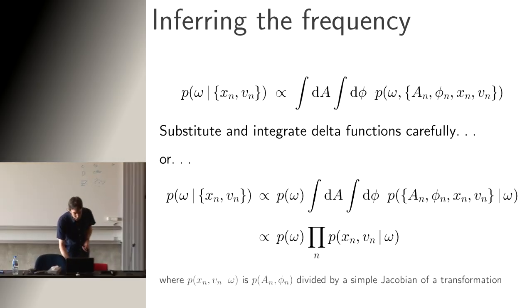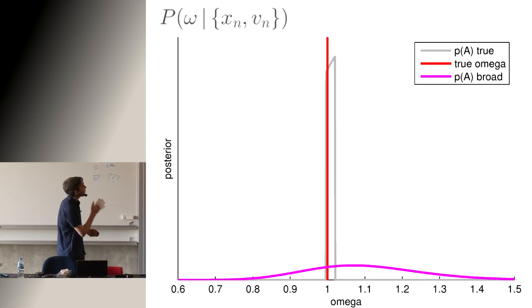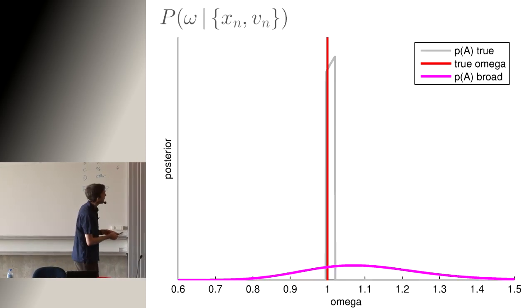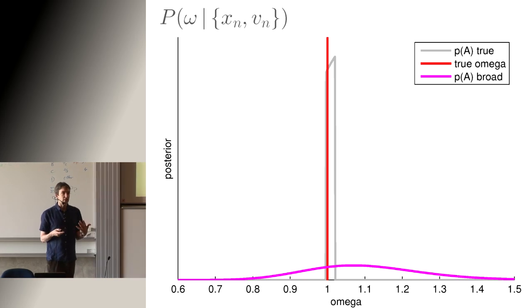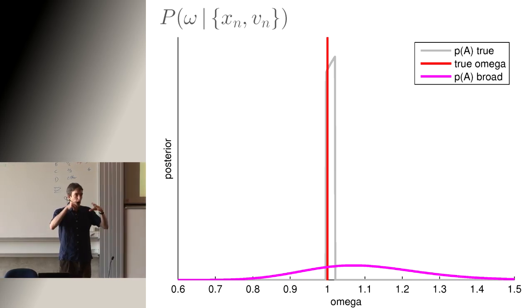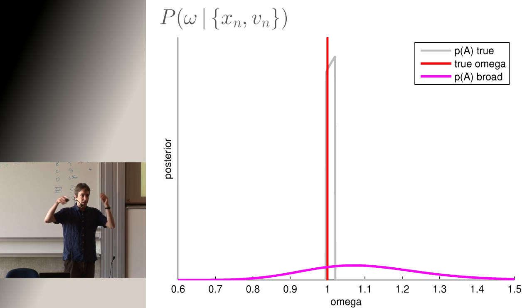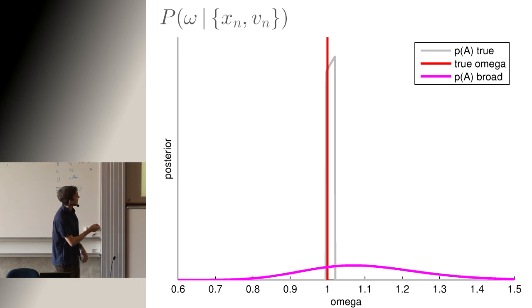Okay. So here's what happens if you do all this stuff. Here's the results of a synthetic experiment. I generated 100 synthetic stars, and I gave them random amplitudes in some range, say between 5 and 10. And I gave them random phases, and I pretended to observe them. And the system had a true omega of 1, so that's the red line, and my posterior is this magenta thing. So the truth is contained in the posterior.